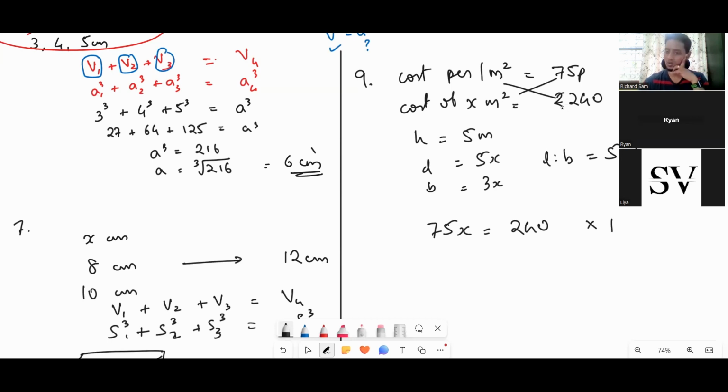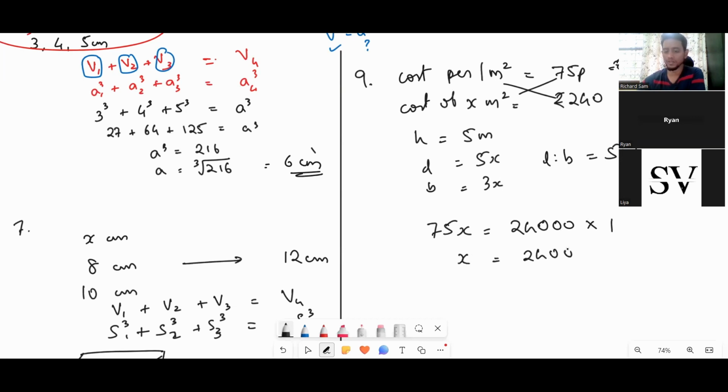So convert what? Either you can convert paise to rupees by writing it as 0.75 rupees, or you can convert rupees into paise. That is how much? 24,000, because you have to multiply with 100, right? If you convert rupees to paise, we don't have decimal points. If you convert paise to rupees, you have a decimal point. So let's use this value here, 24,000 paise. So everything is in paise now.